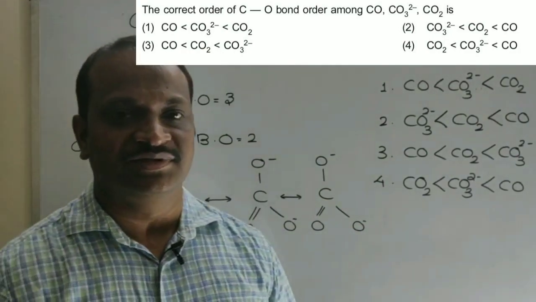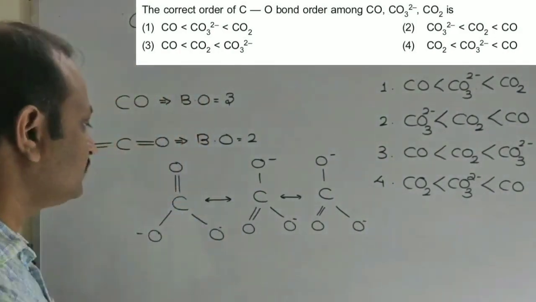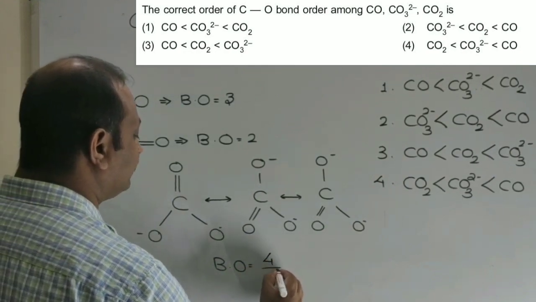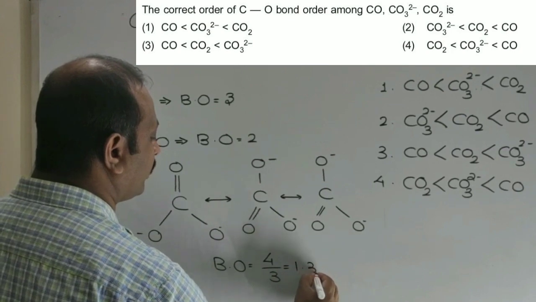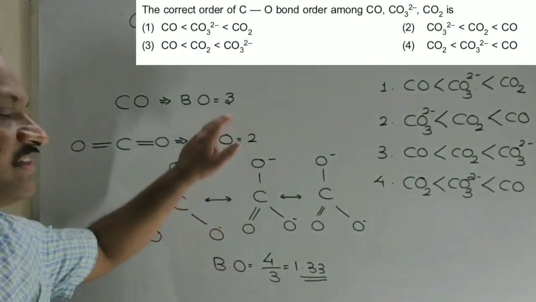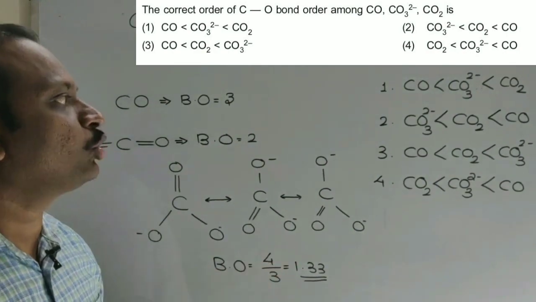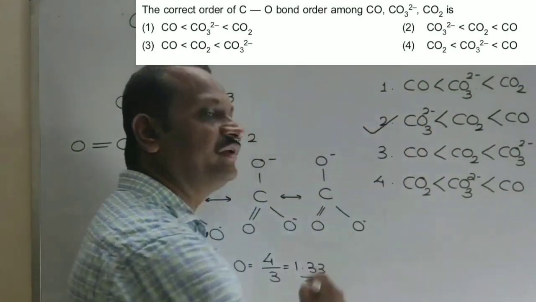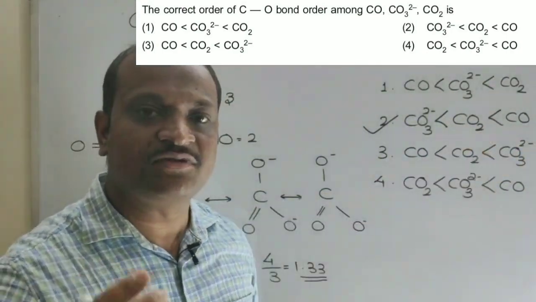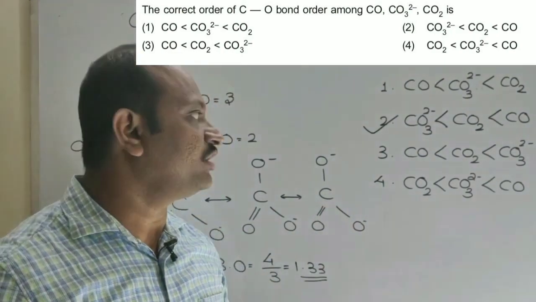So in this case, the bond order of C–O is not 1 or 2. It comes in between. So I can write the bond order of this is equal to 4 by 3, which is equal to 1.33. So we have got the bond order of all the carbon-oxygen bonds. In the first case you have 3, second case 2, last case 1.33. So which is the correct order? The second option is right, because CO has the highest bond order, which is 3, and then CO2 has 2, and next CO3 2 minus has 1.33. So the right answer in this question is option 2.